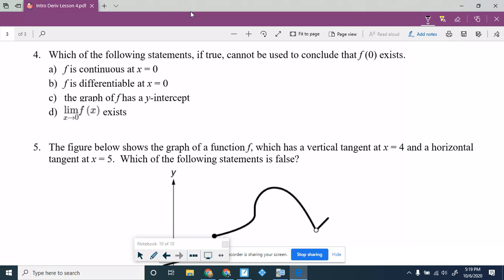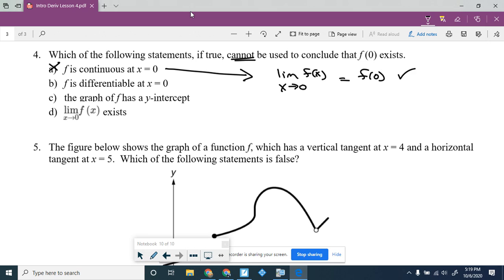So first off, what does this tell you? If f is continuous at x equals 0, that tells you that the limit of f of x as x goes to 0 must equal f of 0, right? So that would have to mean that f of 0 has got to exist. So this said which one cannot be used to conclude it? Well, this one can, because this has to happen in order for it to be continuous. So it ain't that choice.